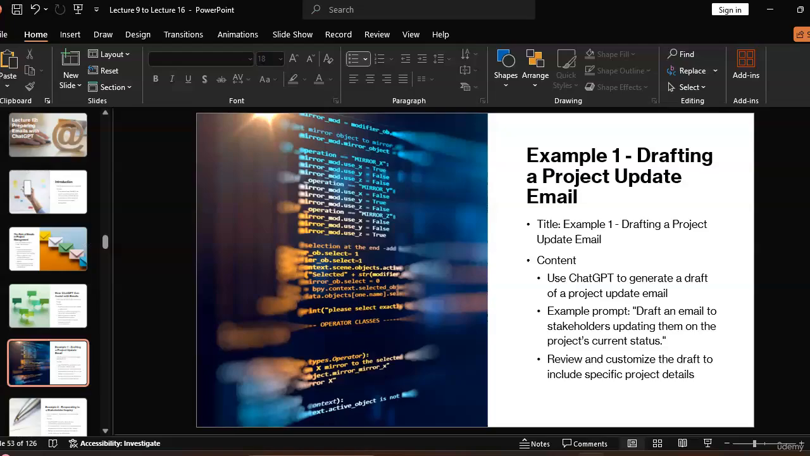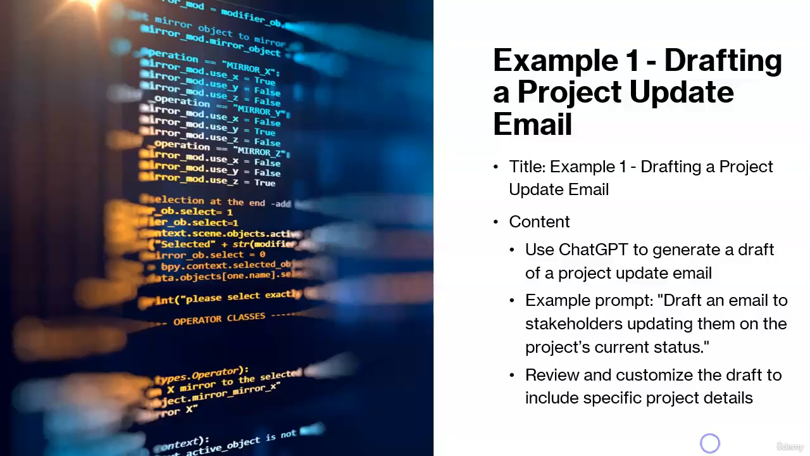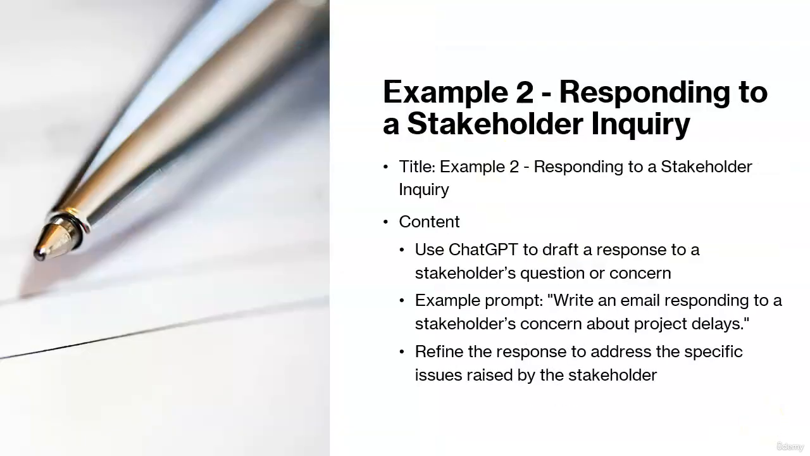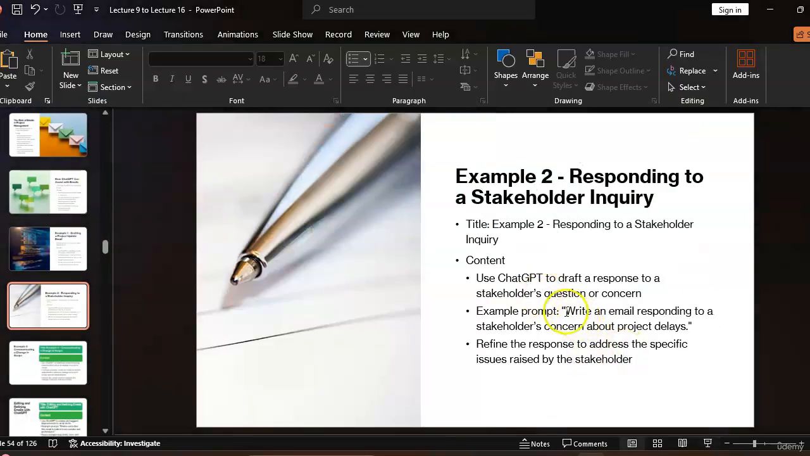Let's go to the lecture again, the second case. In example 2, responding to a stakeholder inquiry. You can use ChatGPT to draft a response to a stakeholder's question or concern. The prompt here is like: write an email responding to a stakeholder's concern about project delays. For any reason, maybe the stakeholder wants to know why the project is getting delayed. So let's see how ChatGPT generates the response.